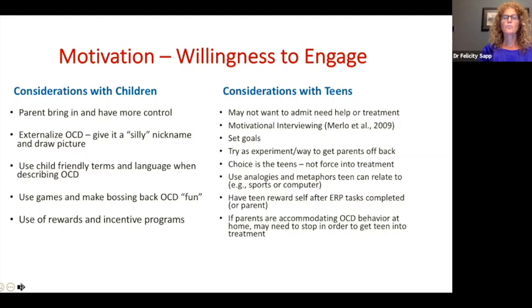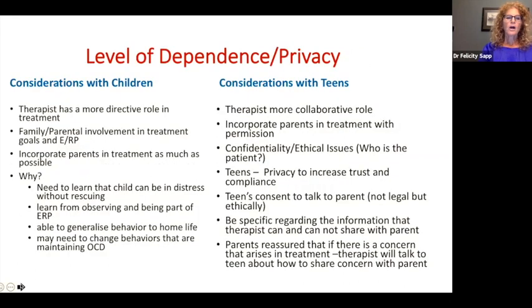Also, if they are having trouble getting into treatment, sometimes I might have to work with the parents first, if they're accommodating behaviors at home, to make it a little less easy so that the teens will come in. With respect to children, the therapist is going to have a much more directive role, and so is the family, in the treatment process and in coming up with what we are going to attack, what the goals are, and what issues we want to look at. With teens, it's going to be more collaborative. We're going to really work together, and I'm going to get them involved in what they want to address.